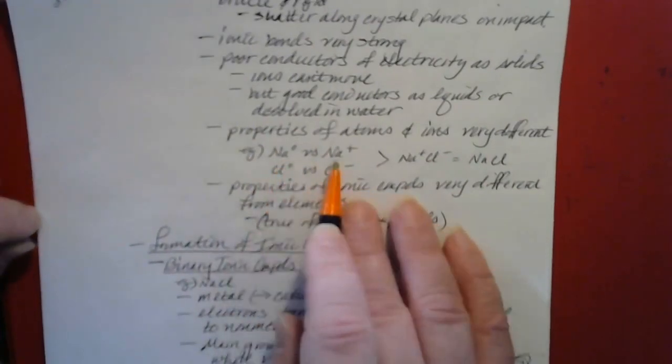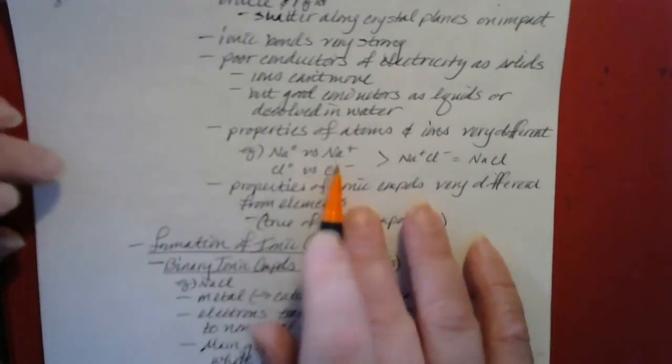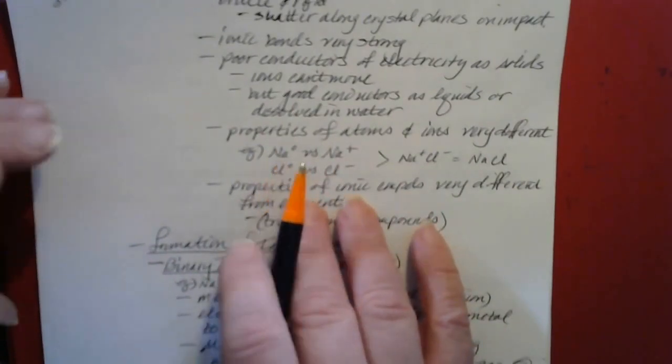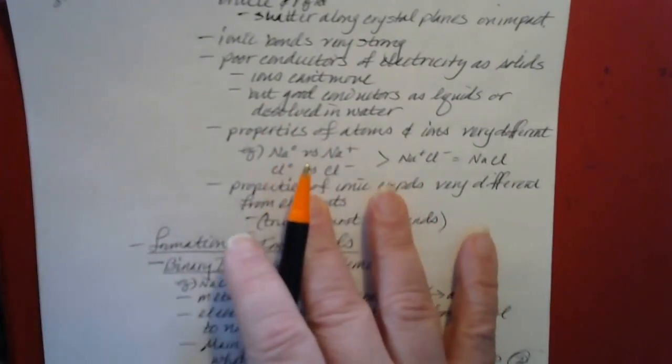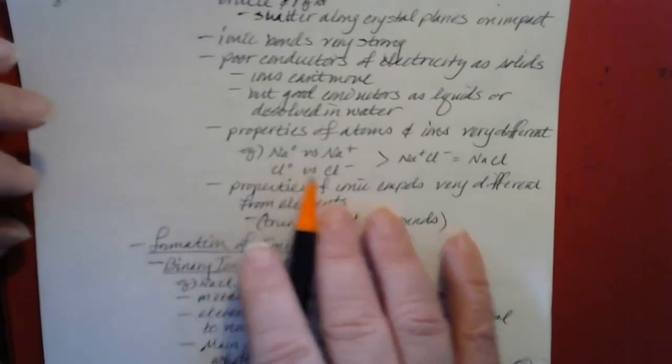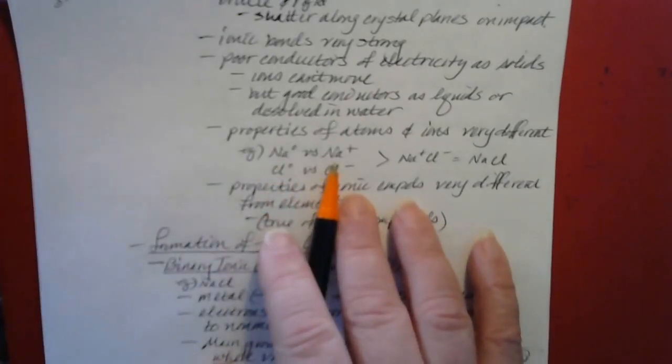Properties of atoms and ions are very different. So sodium metal versus sodium ions, that's very, very different. Sodium metal is a relatively soft metal. You could cut it with a butter knife, and it reacts very violently with moisture, versus sodium ions, which are perfectly happy dissolved in water, and we can eat them with no ill effects.